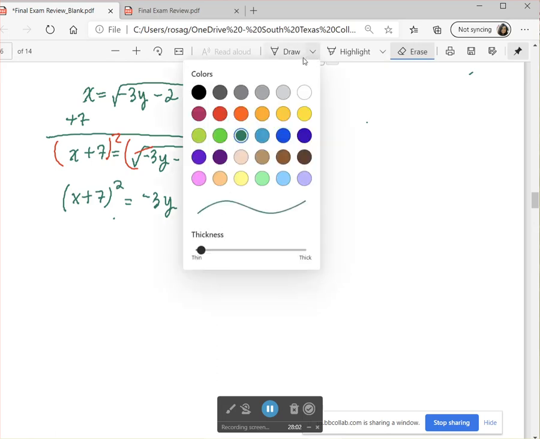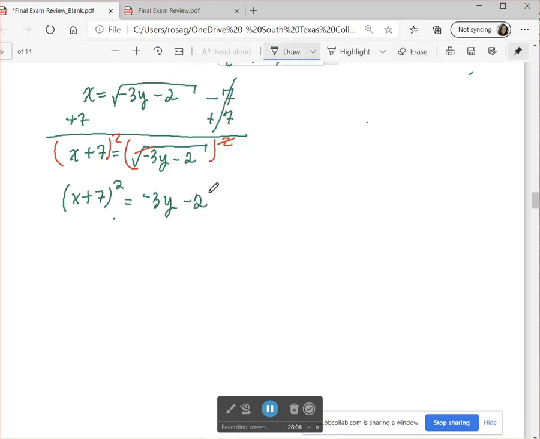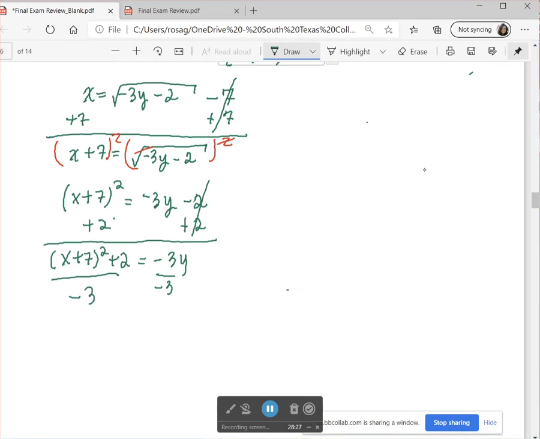So in order to do that, I do need to move the 2 and the -3. So to move the 2, I'm just going to do +2. And then to get rid of the -3, I do need to divide. So the inverse function of f is this.